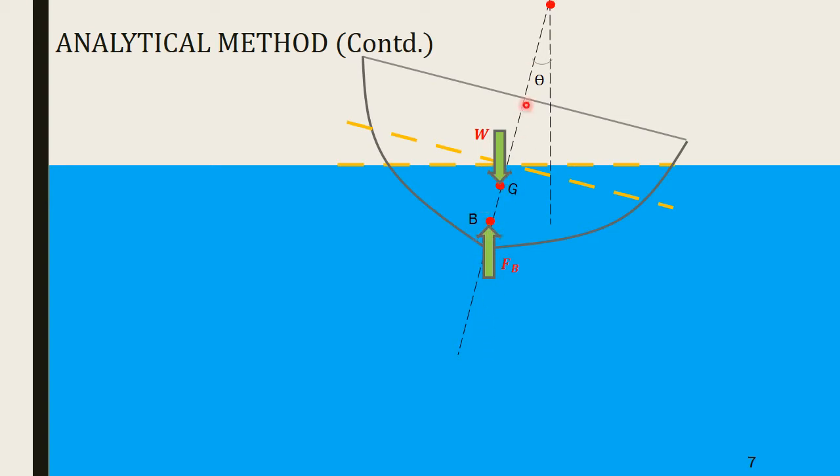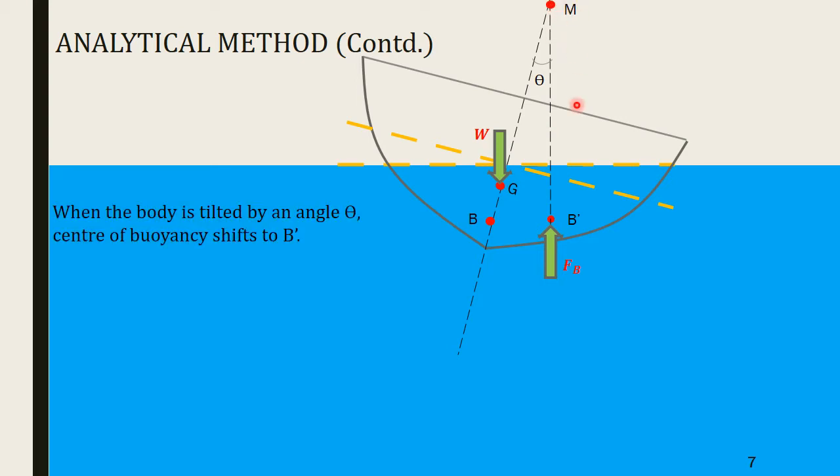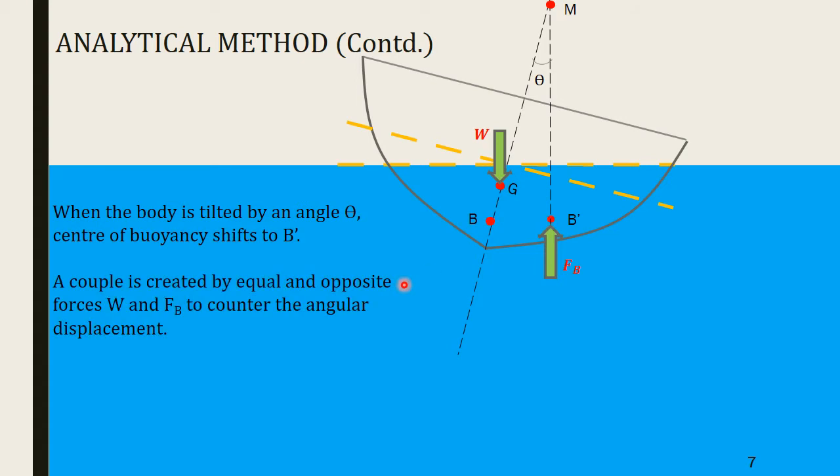Now after giving a small angular tilt of theta, automatically B has shifted to B dash, and buoyant force is now going to act from B dash, and when we extend the line of action through FB, we will end up getting metacenter M. So when the body is tilted by an angle theta, center of buoyancy shifts from B to B dash. Okay. Now a couple is created by equal and opposite forces W and FB to counter the angular displacement.